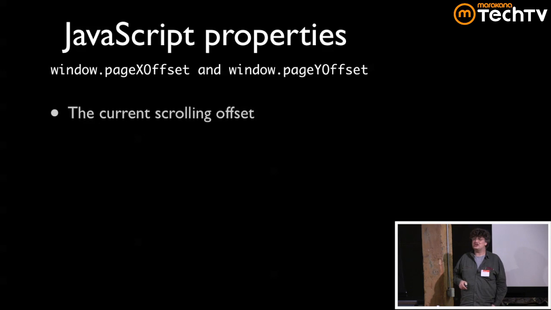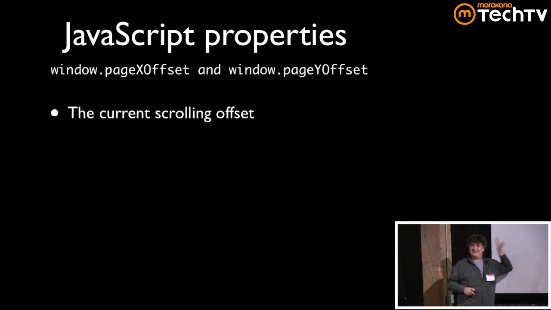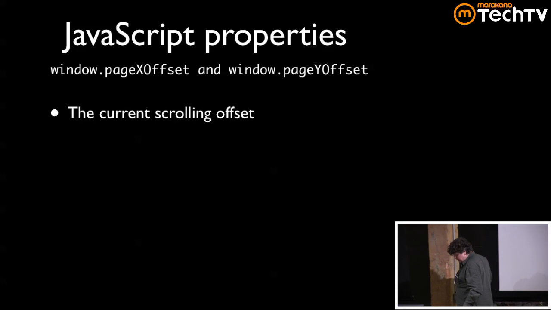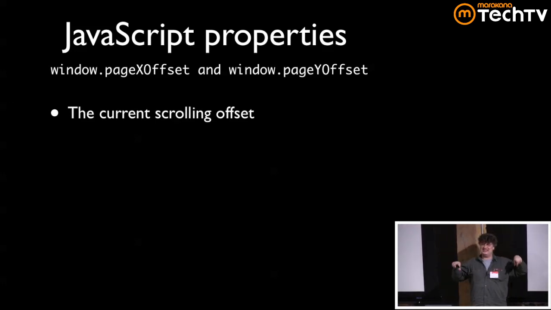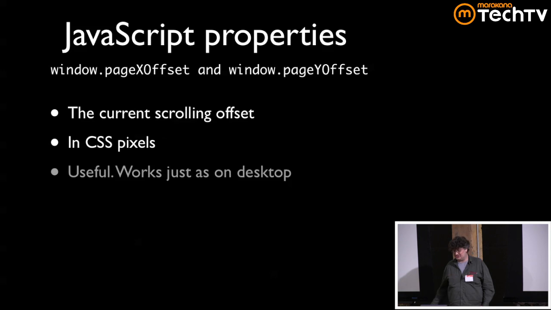Finally, window.pageXOffset and pageYOffset. This is basically the current scrolling offset of the page. This works exactly the same as on desktop. On desktop, you can use these two properties too, and they simply work in mobile browsers. By the way, all this information is on my site, so you don't have to write down everything. You can just go to the viewport section of my site. Scrolling offset is in CSS pixels, and it's useful.